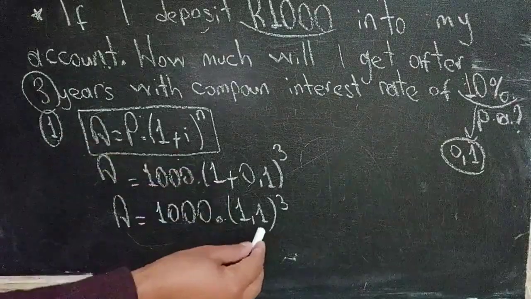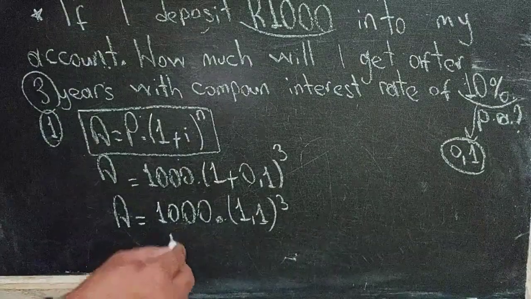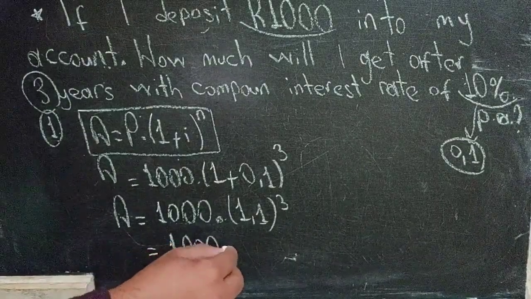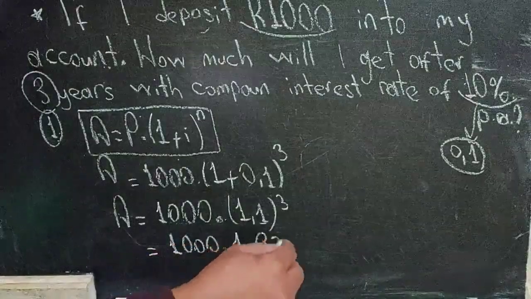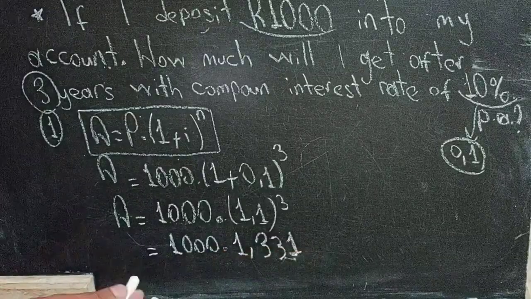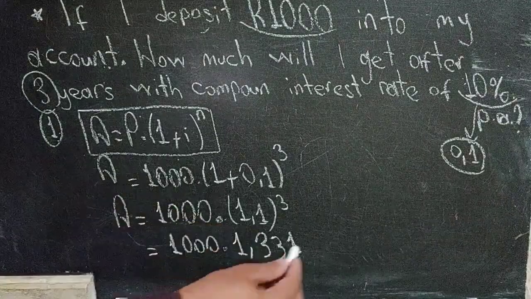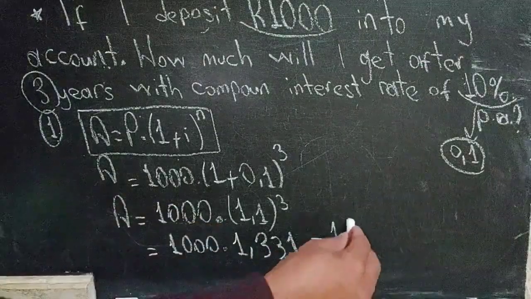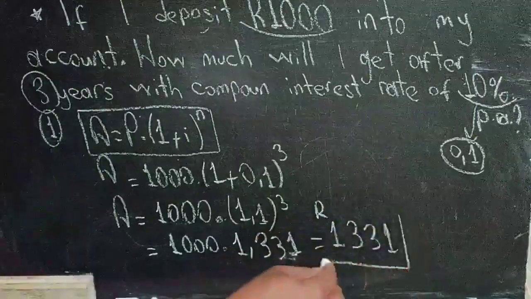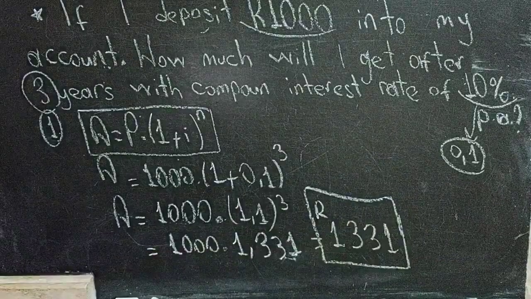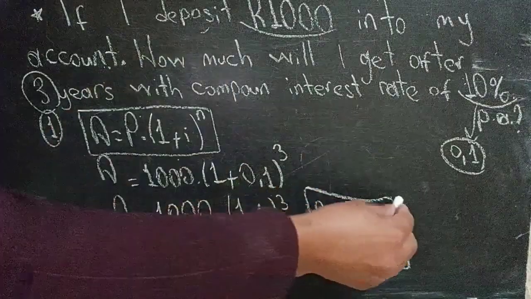We will find the cube of 1.1 from our calculator. That will give you 1000 times 1.331. So 1000 times 1.331 will give you 1331 rand. That's going to be my final answer for this question.